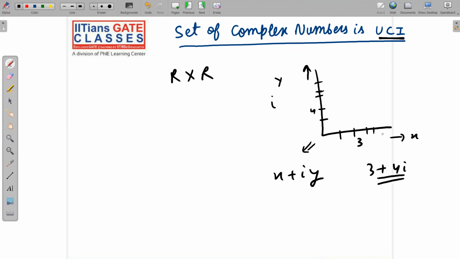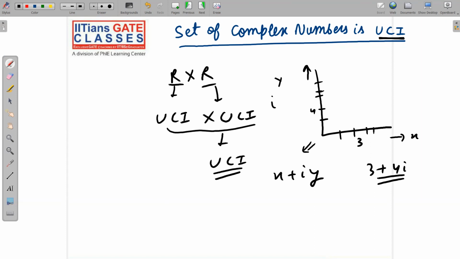So what exactly are we doing? Roughly you may be able to imagine that we are doing the cross product of real numbers and real numbers. That is nothing but complex numbers. Now, real numbers are uncountably infinite, and obviously these are the same, na? Uncountably infinite. So uncountably infinite cross uncountably infinite, obviously you will get uncountably infinite. So I hope I have given you the proof also.